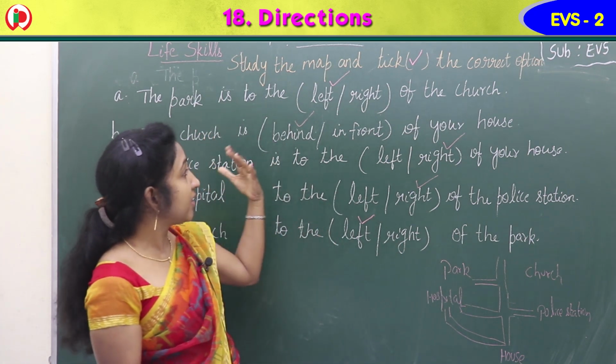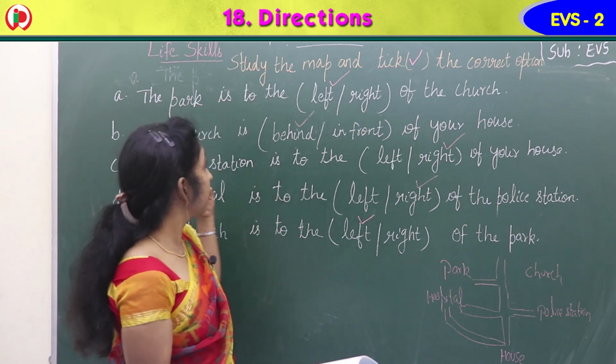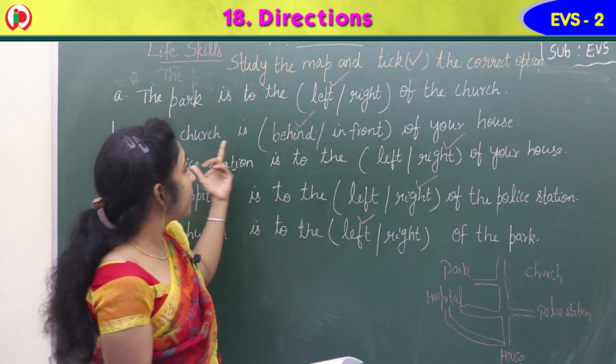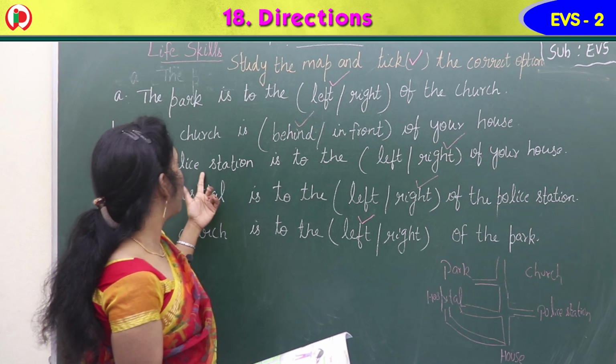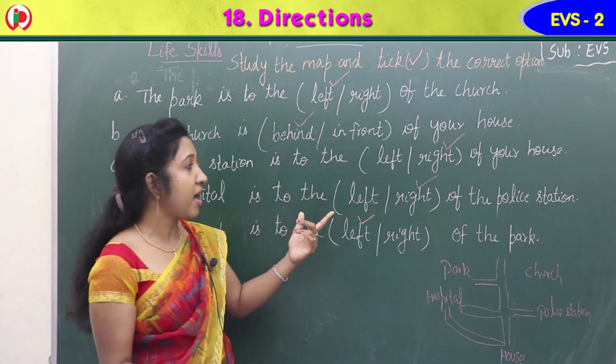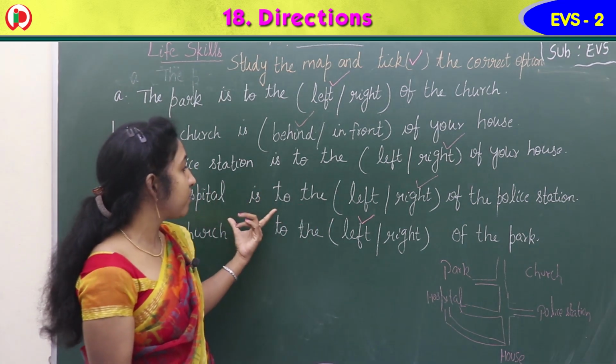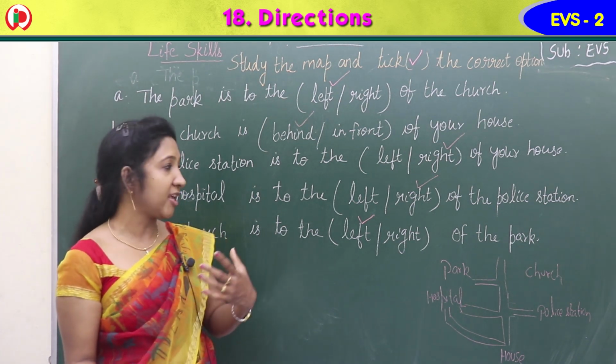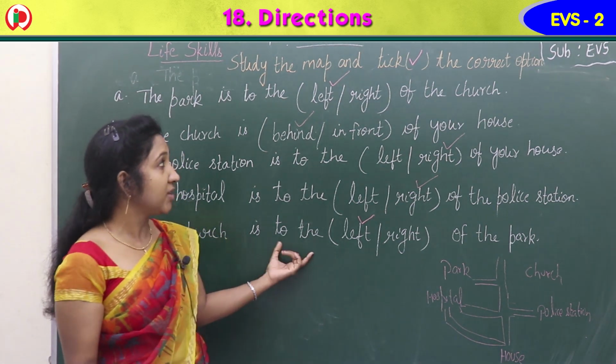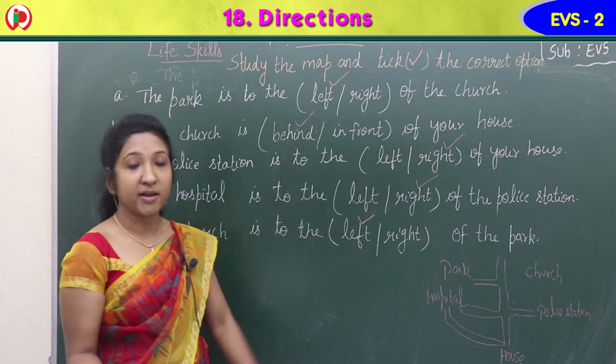So park is to the left of the church and church is behind your house. Police station is to the right of your house. The hospital is to the right of the police station. The church is to the left of the park.